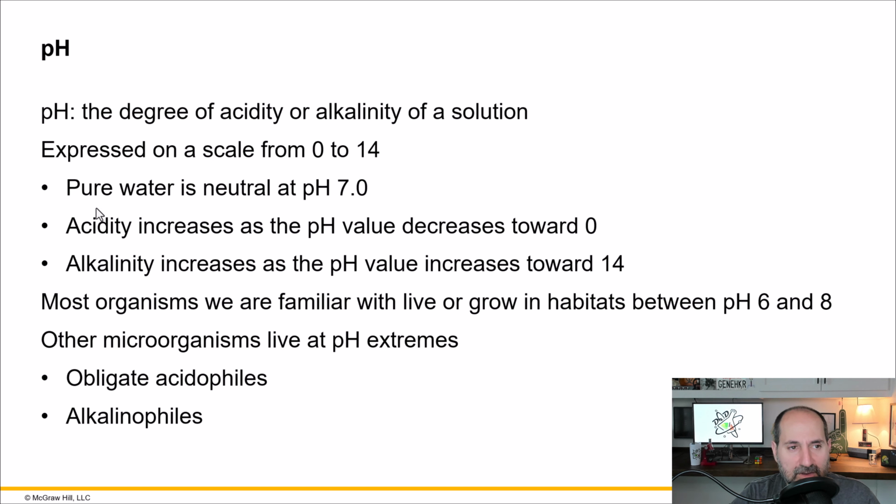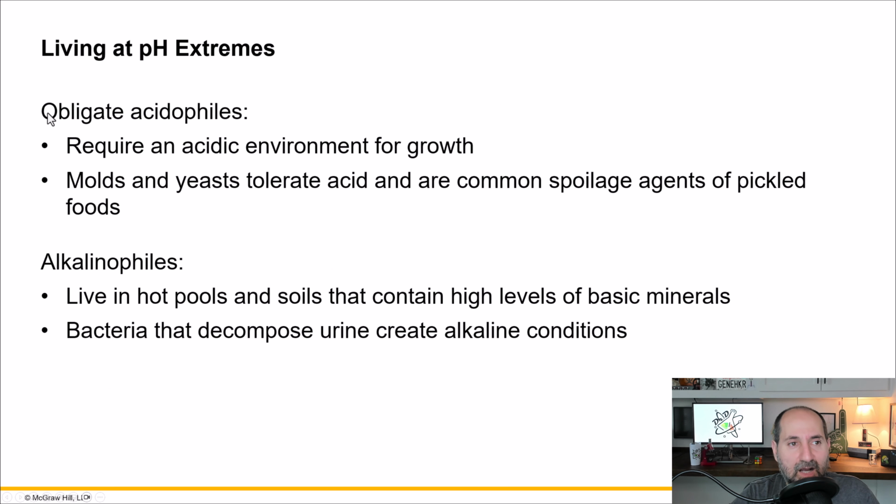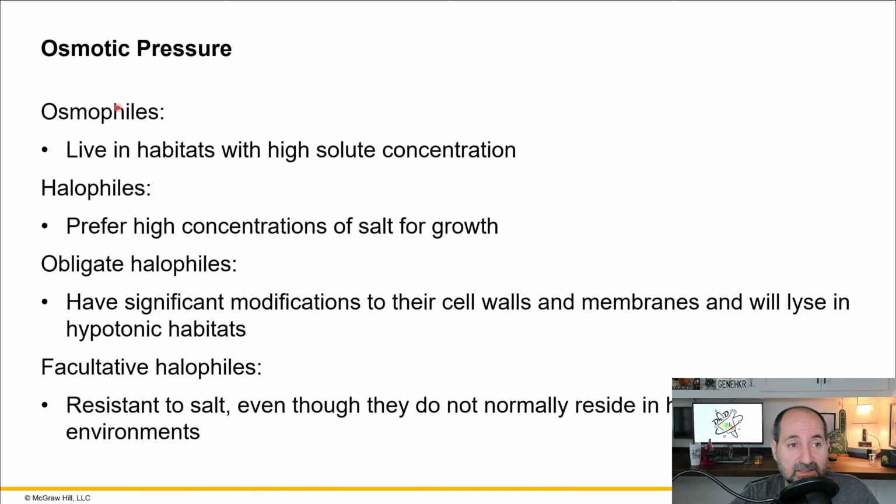Bacteria that prefer neutral environments are called neutrophiles. Bacteria that prefer acidic conditions are acidophiles. Bacteria that prefer basic conditions are called alkalinophiles. Obligate acidophiles, as their name suggests, require an acidic environment for growth. Alkalinophiles, they grow in basic environments. Bacteria that can live in high osmotic environments, high solute concentration, are called osmophiles.